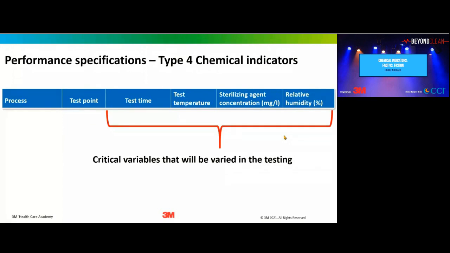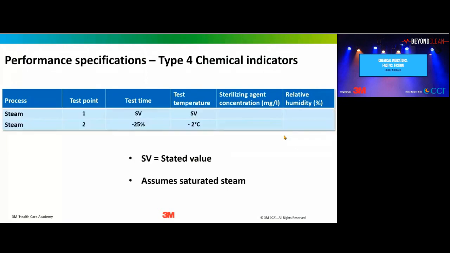So let's start with steam. Here you can see the requirements. If you look at test point one, remember we learned that for test point one, an indicator to be a type 4 has to show a pass in those conditions. The conditions it states are the stated value, right? That goes back to what we learned before, that the stated value is where an indicator must show a pass. So for steam, for test point one, for a type 4, the test time has got to be whatever your stated value time is on the indicator, and the same for the test temperature. Now, the steam tests are going to assume saturated steam.